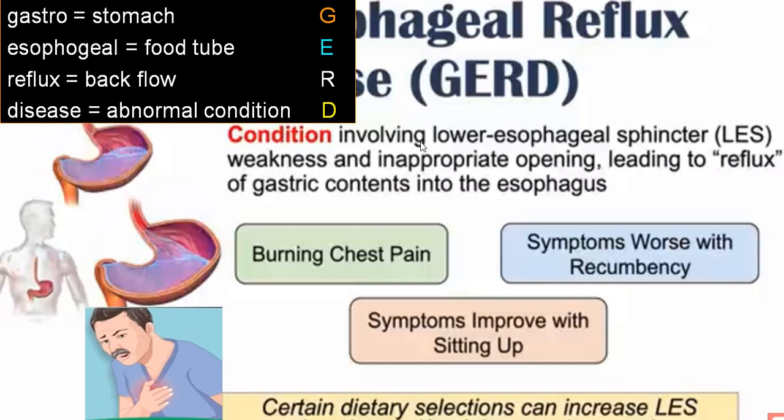It is a condition which involves lower esophageal sphincter weakness and inappropriate opening, leading to reflux of gastric content into the esophagus. And as the acid refluxes into the esophagus, it gives rise to burning chest pain. Symptoms worsen in the recumbent position and improve with sitting posture. Certain dietary selections can increase the lower esophageal sphincter relaxation and or delay gastric emptying. Hence, this factor will increase the symptoms and signs of gastric reflux.